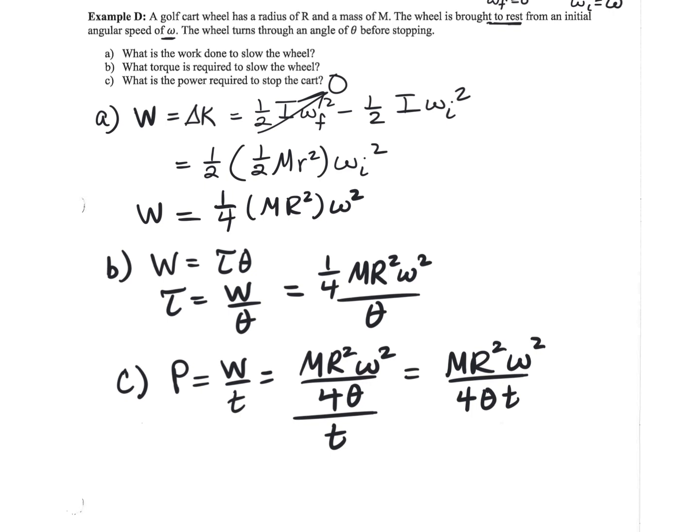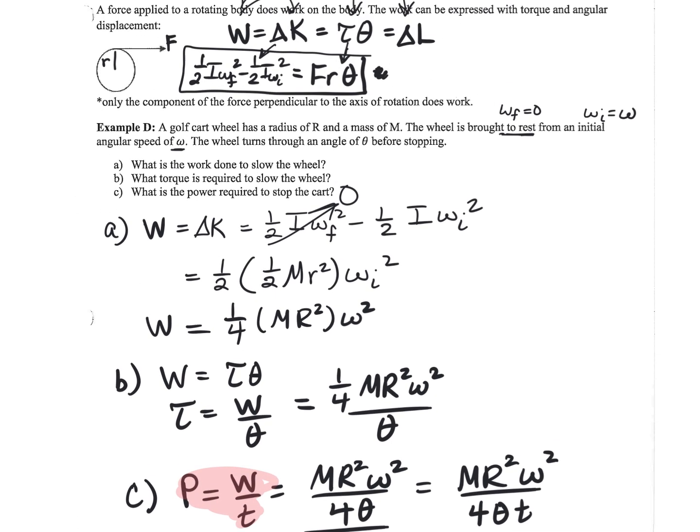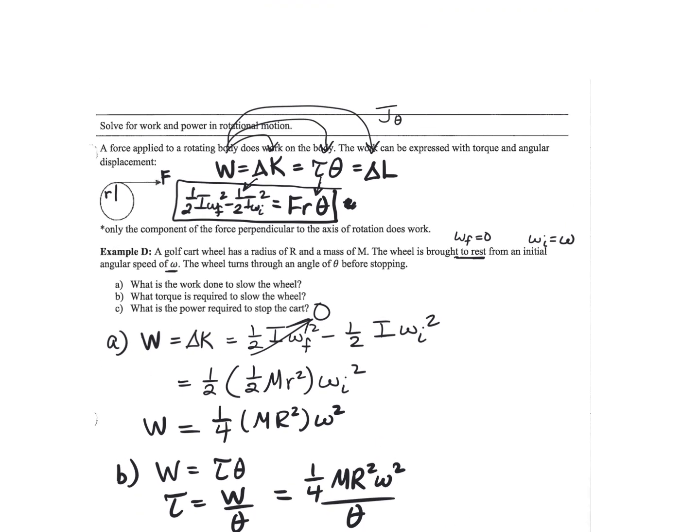So you've got some things in this chapter that you really need to know. You need to remember what power is; that's on your formula sheet. You need to know a couple of definitions of work. We need to know that work is delta K, which is this. We need to know that work is torque times theta, which is F R theta. And we also need to know that work is the change in angular momentum, which is, of course, your angular impulse. All right?